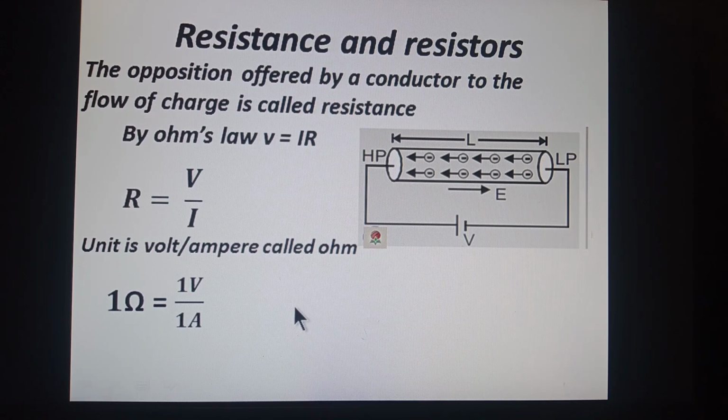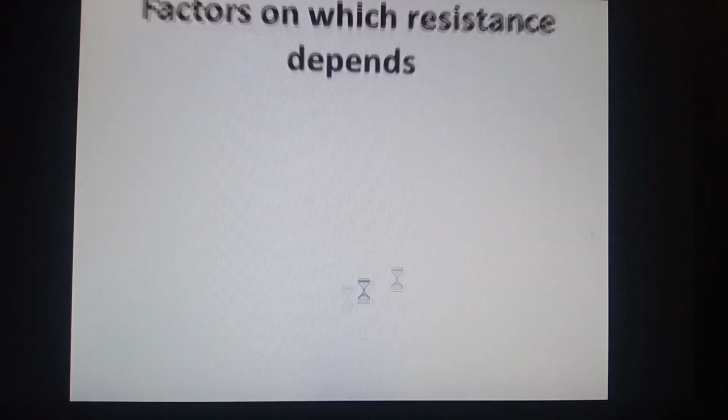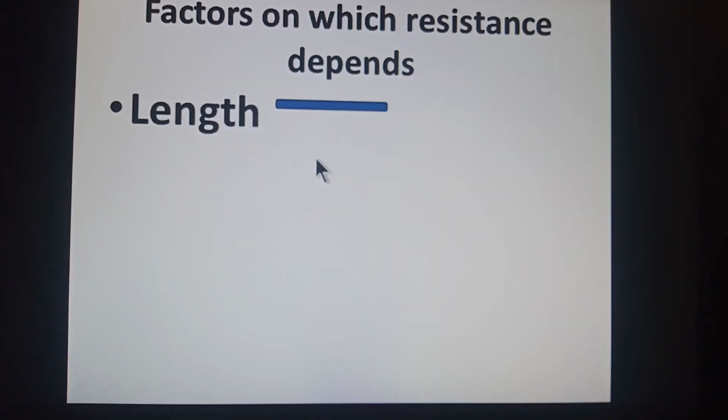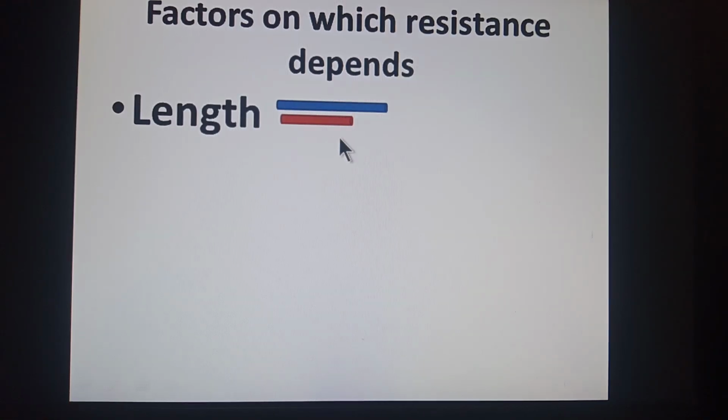Students, on what factors does the resistance depend? Number 1, the resistance of a conductor depends upon its length. How does it depend upon its length? More is the length, more will be the resistance. Less is the length, less will be the resistance. So a long wire has more resistance than a short wire.